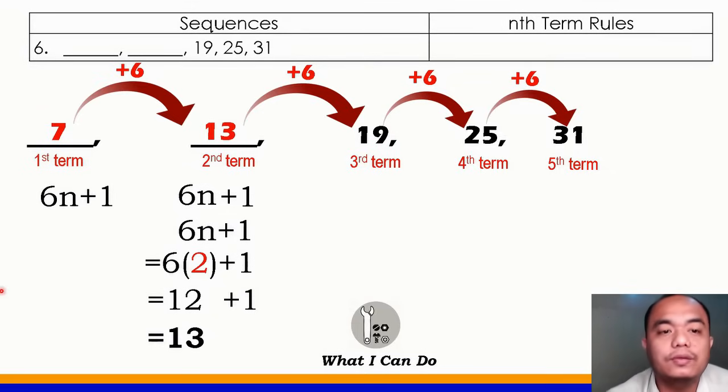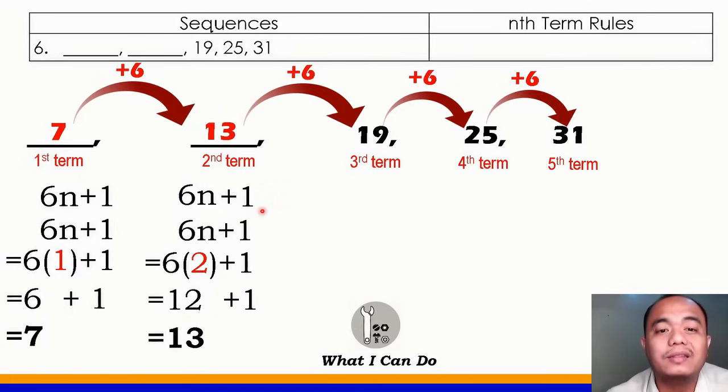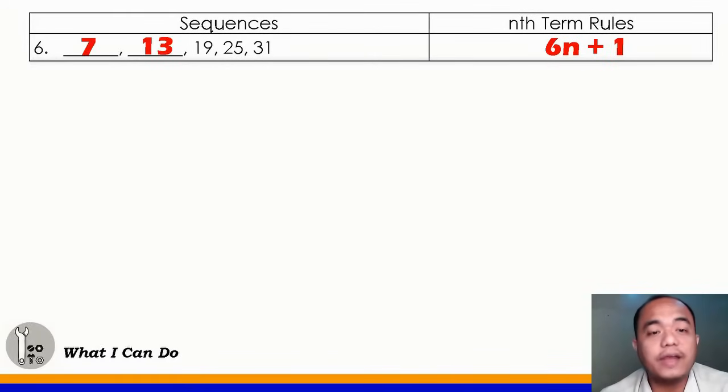Okay? So we have here the first term, 6n. We will use 6n plus 1. In 6n plus 1, we have 6 times 1 plus 1. And then we have 6 times 1 equals 6 plus 1 will give you 7. So our nth term here is correct. Okay? And this is now the final answer for item number 6 in the what I can do part of your module.